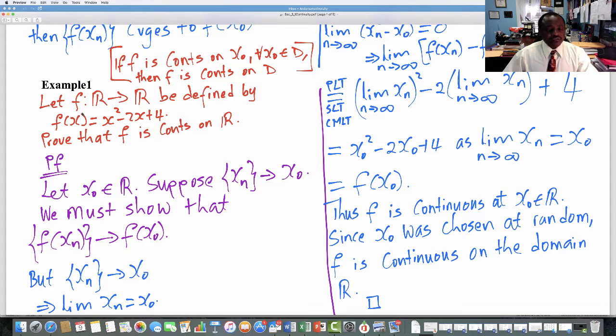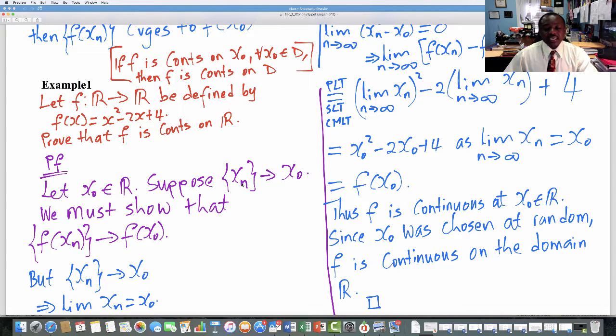Example 1. Define f to be a function from R to R by f of x equals x squared minus 2x plus 4. This is a polynomial function. As we would see later, polynomial functions are continuous on R. Okay, let's prove that f is continuous on R. So what we do is we pick an x0 in R and prove that f is continuous at the point x0. Again, what is our procedure?